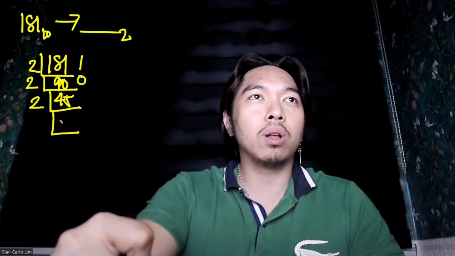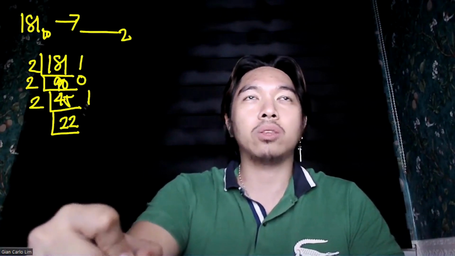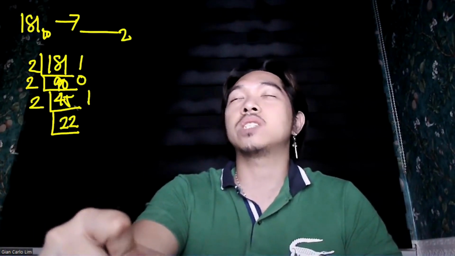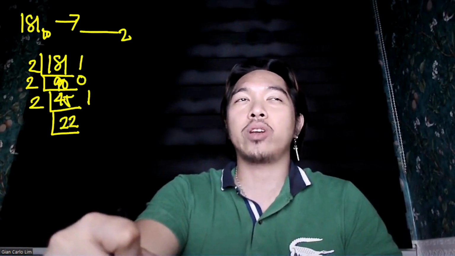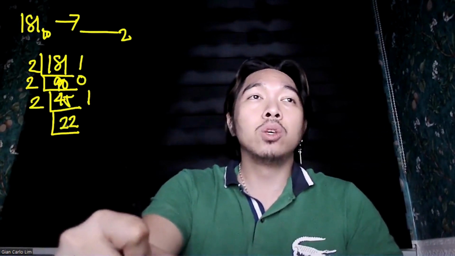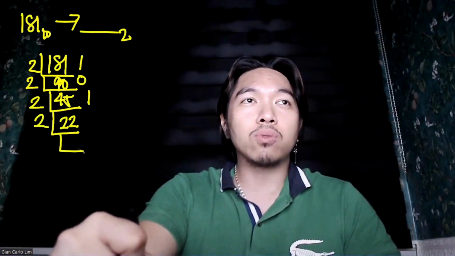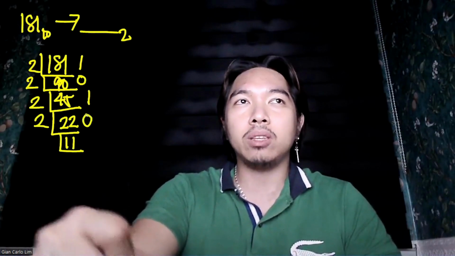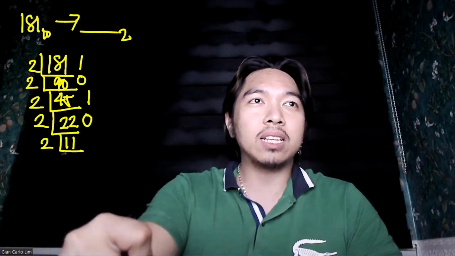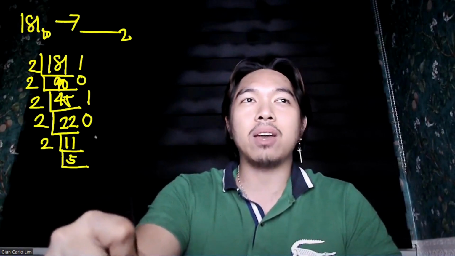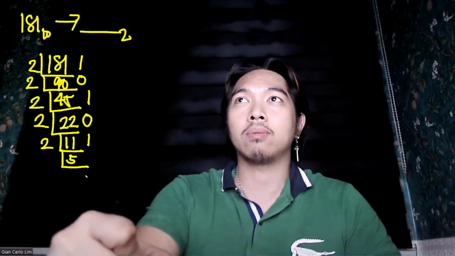So that would be equal to 22, meron tayong remainder na 1. Kasi 22 times 2 is 44. 45 minus 44 is equals to 1. Yung 22, i-divide natin siya by 2. So that would be 11. Wala tayong remainder. Yung 11, i-divide natin siya by 2. So that would be 5. Meron tayong remainder na 1.